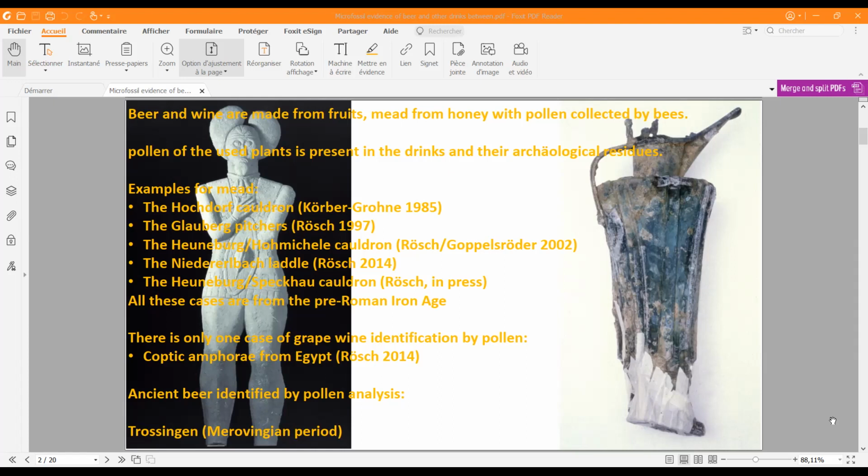Okay, now I change to the beer. And there's only one example also, and this is from Trossingen, from the Merovingian period. Now the next.